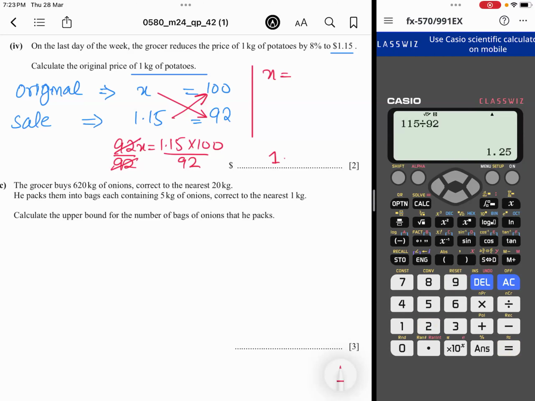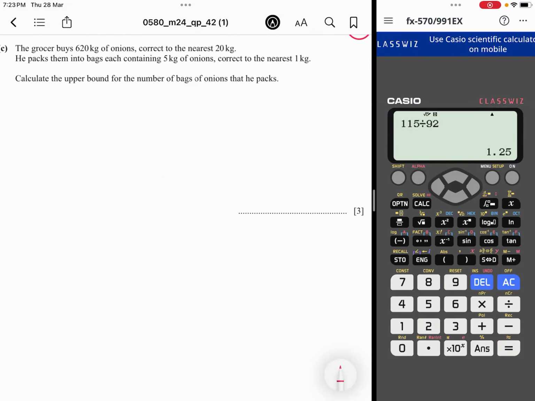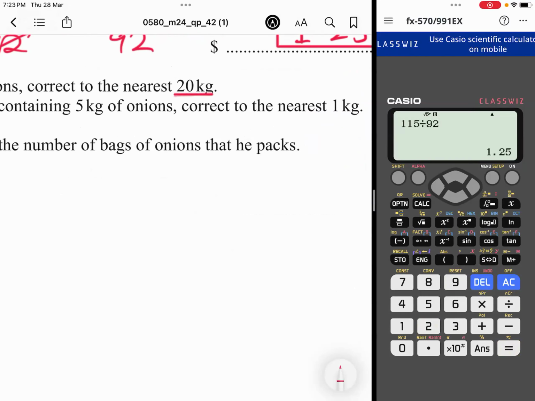1.25. Yes, 1.25 is the original cost. Okay. The grocer buys 620 kgs of onion correct to the nearest 20 kg. So it is upper bound, lower bound. So nearest 20 kg means 20 divided by 2, which is 10 kg.